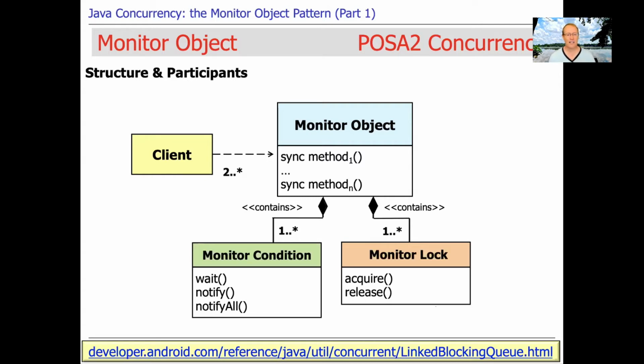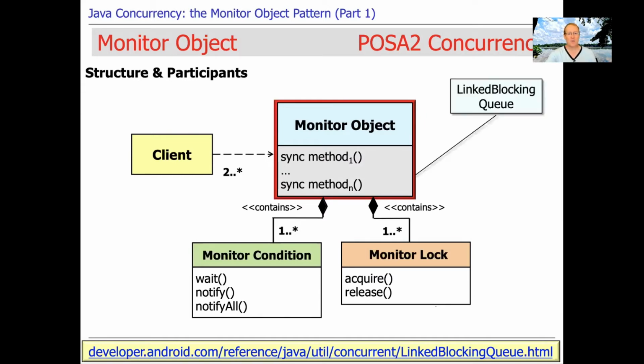So here's the monitor object, and you can see we have a monitor object with a bunch of synchronized methods, and then we've got one or more monitor conditions and one or more monitor locks. And there's a containment relationship between the monitor object and the monitor locks and the monitor conditions. And then one or more clients can access this thing. So the monitor object is where the methods are defined. Pretty straightforward. That would be something like the put and take methods on the linked blocking queue.